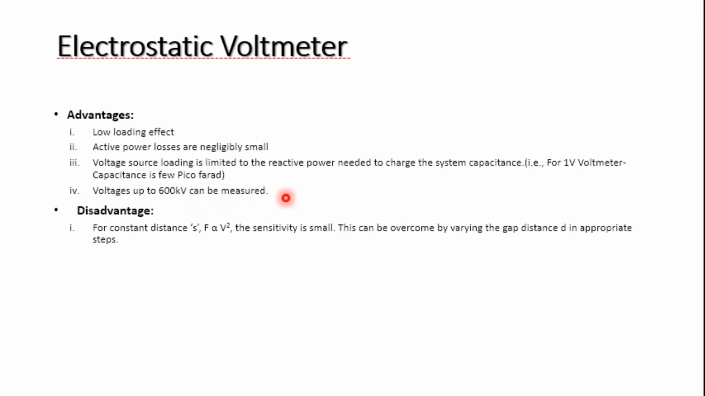Then coming to the limitation, for constant distances F is directly proportional to V squared, so the sensitivity is small. This can be overcome by varying the gap distance in appropriate steps. So we should have careful construction for the electrostatic voltmeter, because small disturbances will lead to large variations in the output voltage. Hence these are the advantages and limitations of an electrostatic voltmeter.